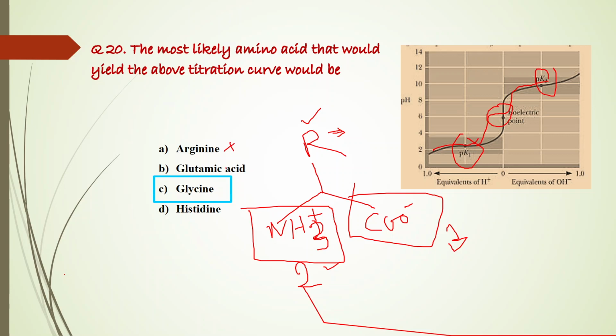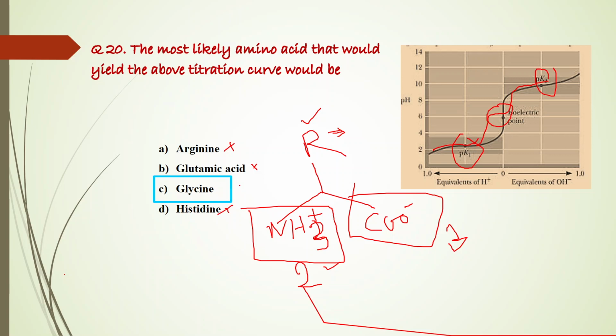Glutamic acid, again in case of glutamic acid, the side chain has one COOH group that will again give rise to another pK value. So the graph will again look something like this, that is a two-step graph. For histidine as well, in the side chain there is a five-membered ring with an N or NH group that can protonate or deprotonate. So again in that case also the side chain will give rise to a pK value.